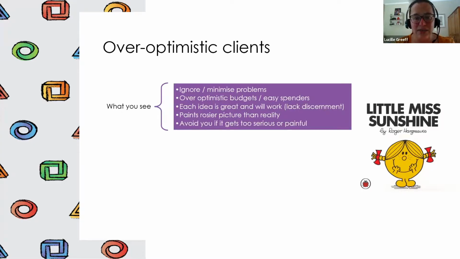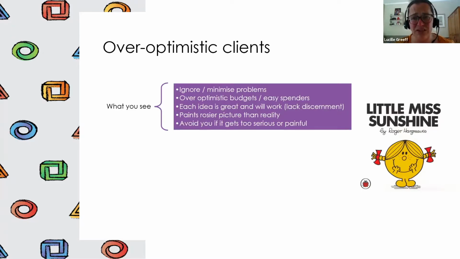The first trait that I often come across is over-optimistic clients. They need business advice because they're ignoring and minimizing problems a lot of the time. They're over-optimistic about how quickly things are going to get better in COVID-19, in the pandemic. Don't worry, next week will be better. We're soon back to normal.